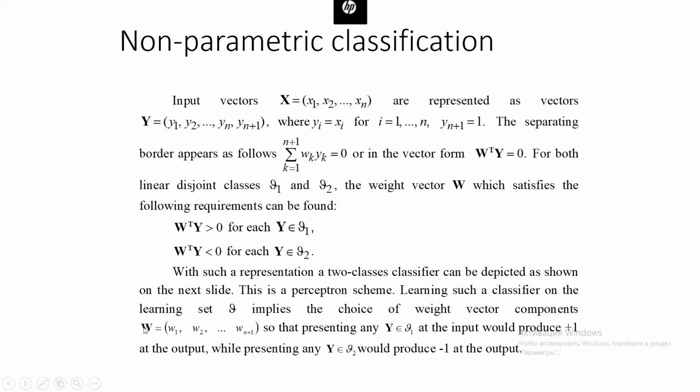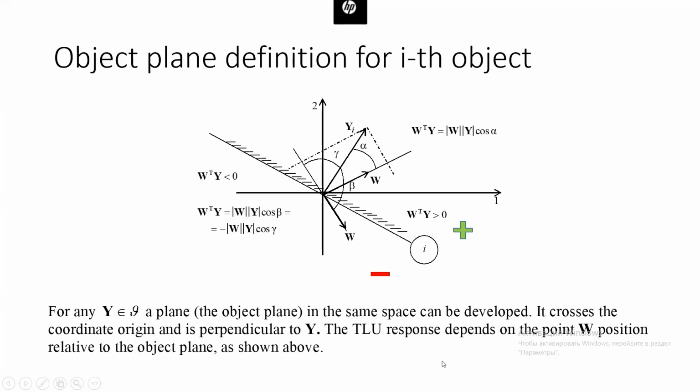So this vector should give a projection of the object, and it should produce plus 1 for all objects from the first class and minus 1 for all objects from the second class. So it's our aim to find this weight vector. Let's look at an example.